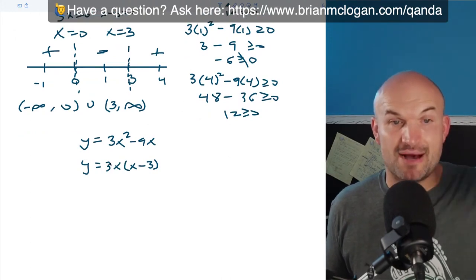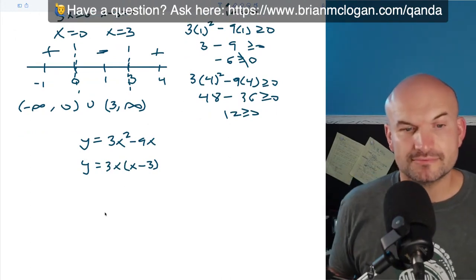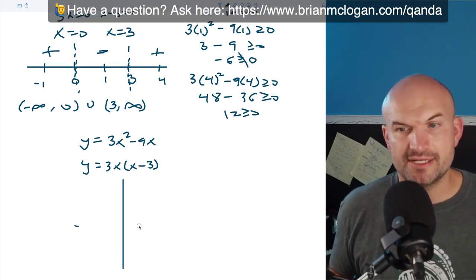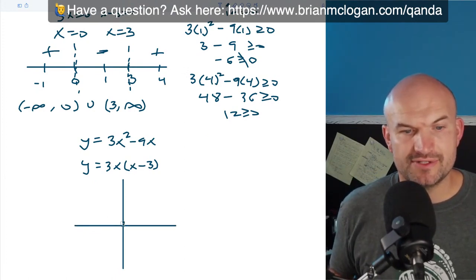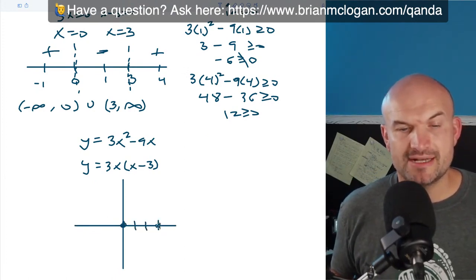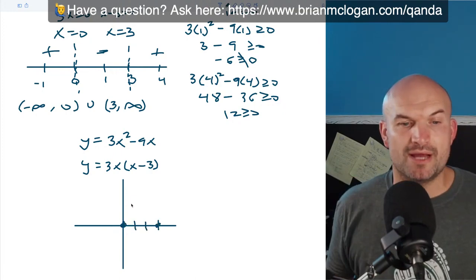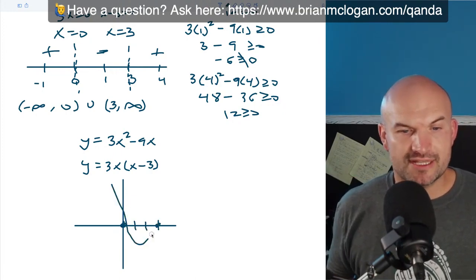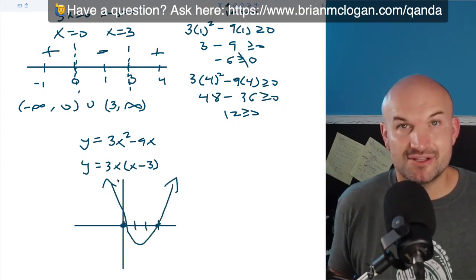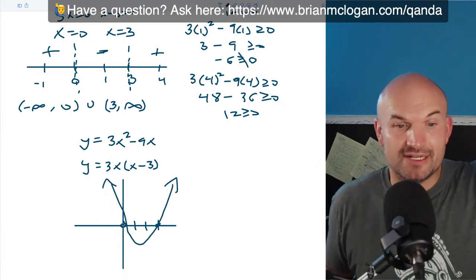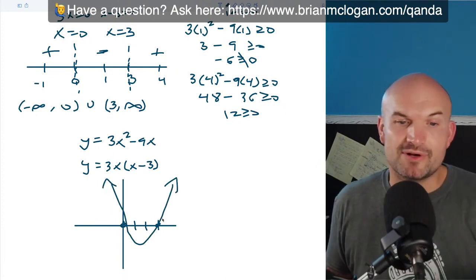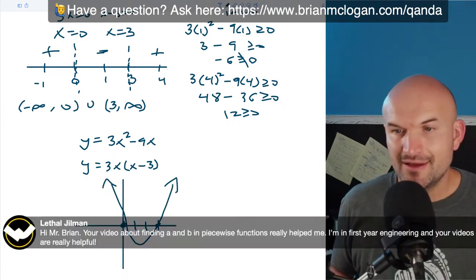We know that the a is going to be positive, so the graph is going to open up. So what I can do here is say 0 and then 1, 2, 3. Since a is positive, we know the graph is going to open up. And therefore, you could see that the graph is going to look something like this. So you can see, yeah, from -infinity to 0, the graph is positive. And then from 3 to infinity, the graph is also positive.